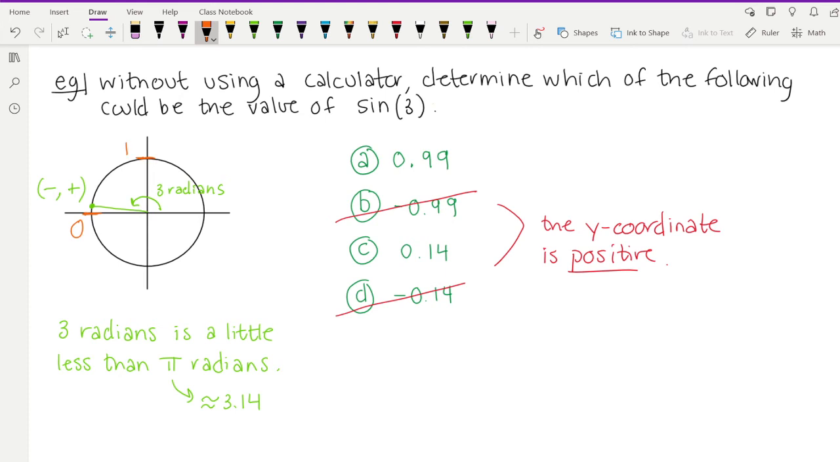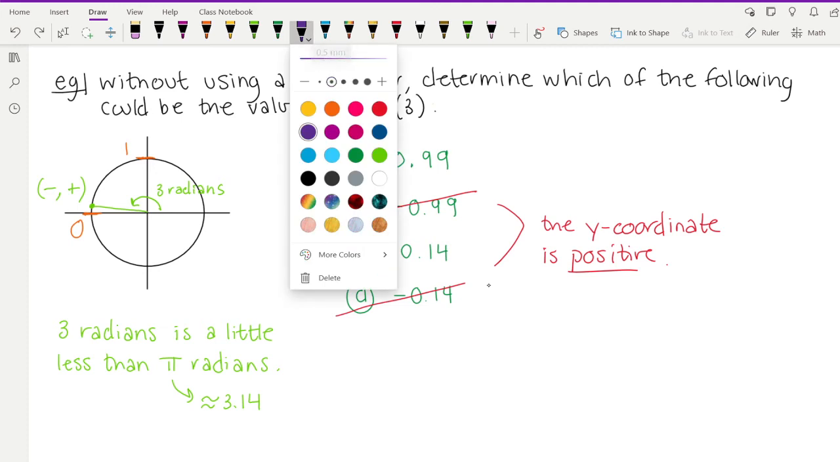And so does it look like our y coordinate is closer to 0 or closer to 1? Well, it's definitely closer to 0, right? Because our angle is so close to being horizontal, that means that the value of sine should be pretty close to 0. And so that means we can also eliminate this angle here. So 0.99, that is too big, right?